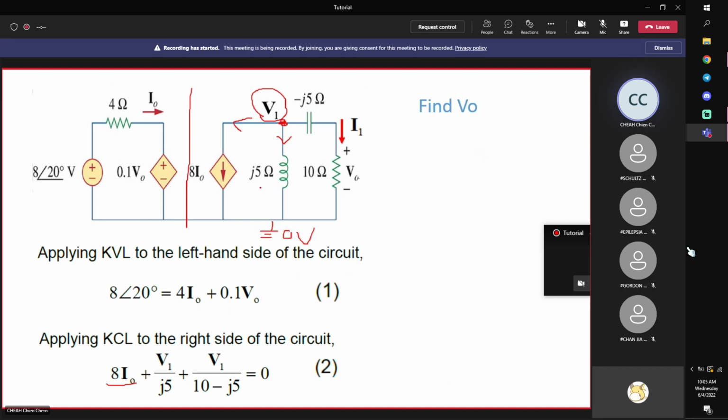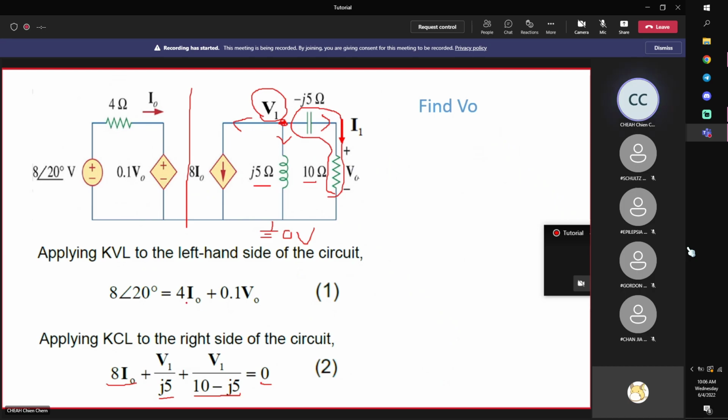Therefore, I have V1 divided by j5 as outflow. This one also flows to the ground, so I have V1 divided by the total impedance. What is the total impedance? Series: 10 plus negative j5. So V1 divided by the total impedance, all outflow, no inflow, so inflow equals 0. So I get another equation.